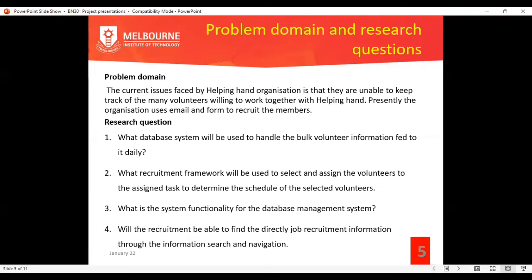There are questions like: what database system will be used to handle the bulk volunteer information fed in? What requirement framework will we use to select and assign the volunteers to tasks and to determine the schedule of the selected volunteers? The third one is: what is the system functionality for the database management system? And the last one is: will the system be able to find the job requirement information directly through information search and navigation? Thank you. Next, please.